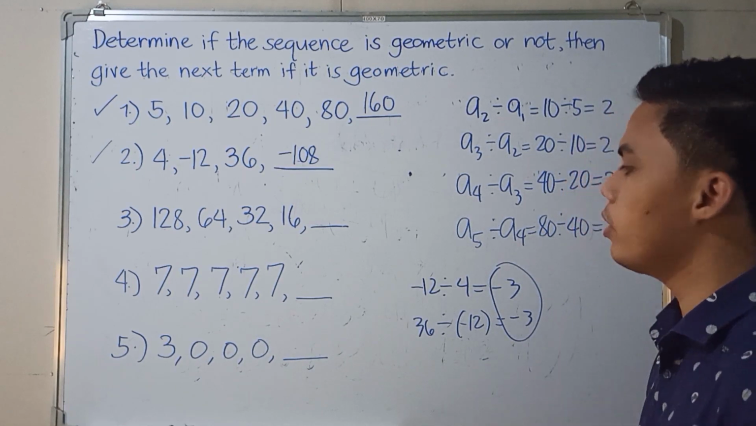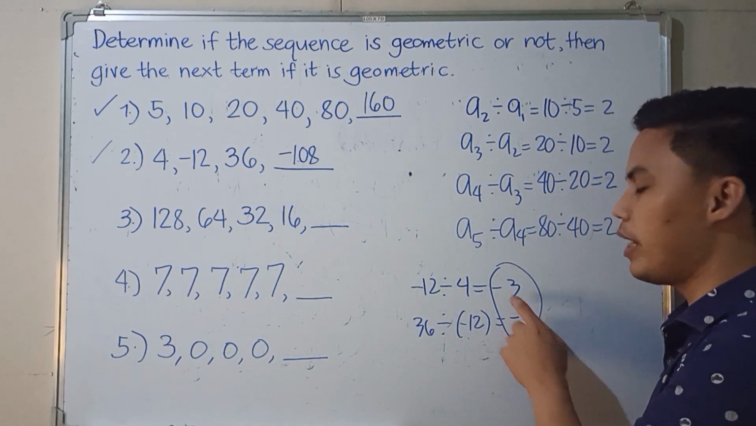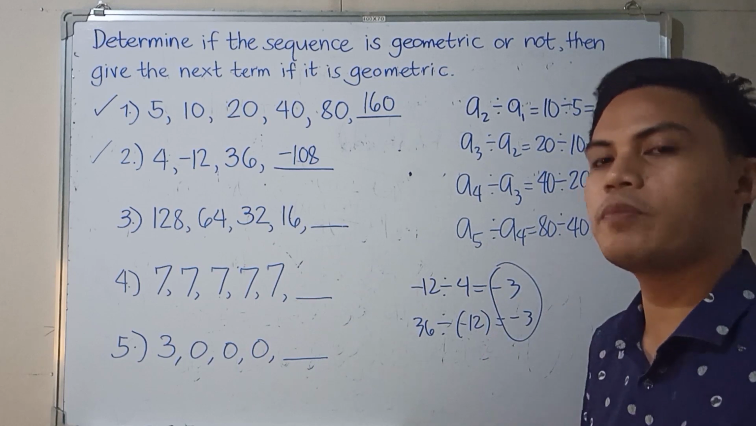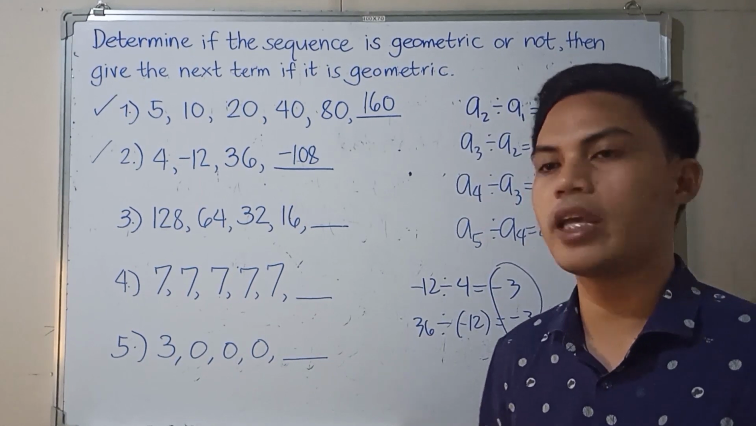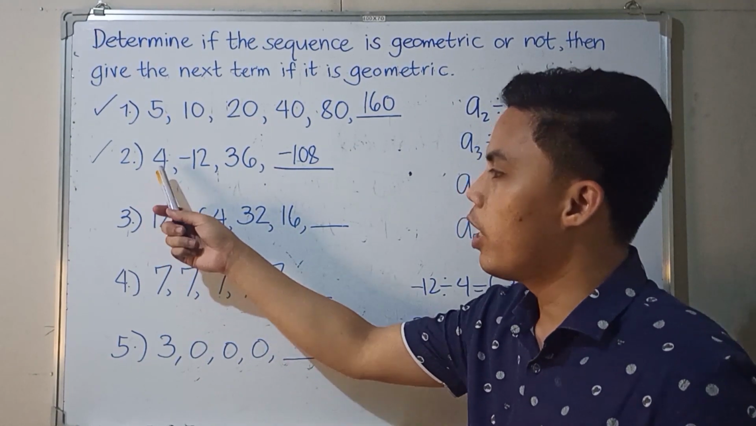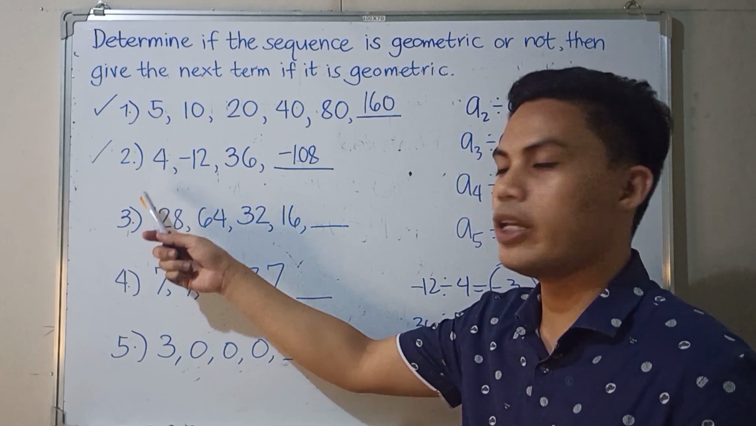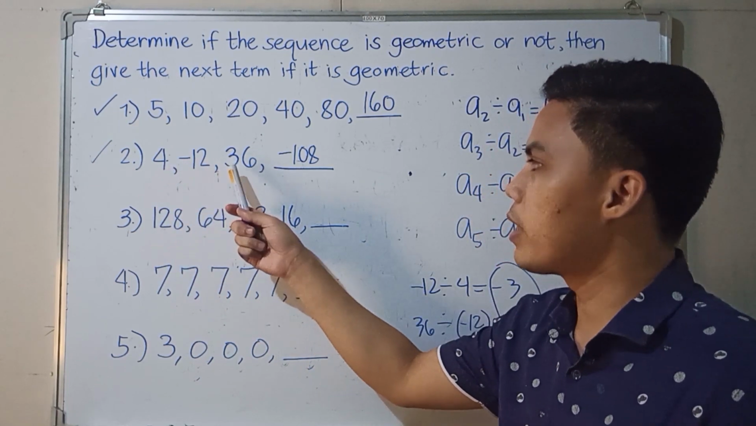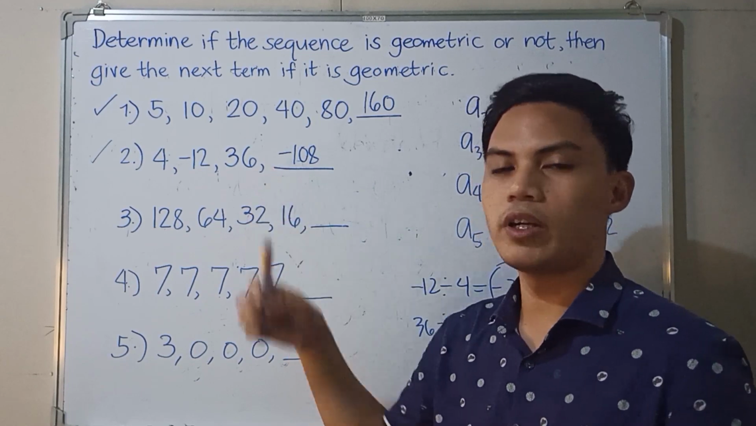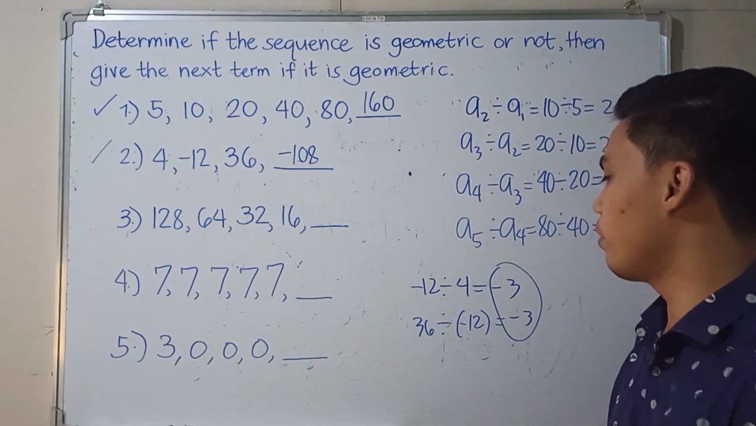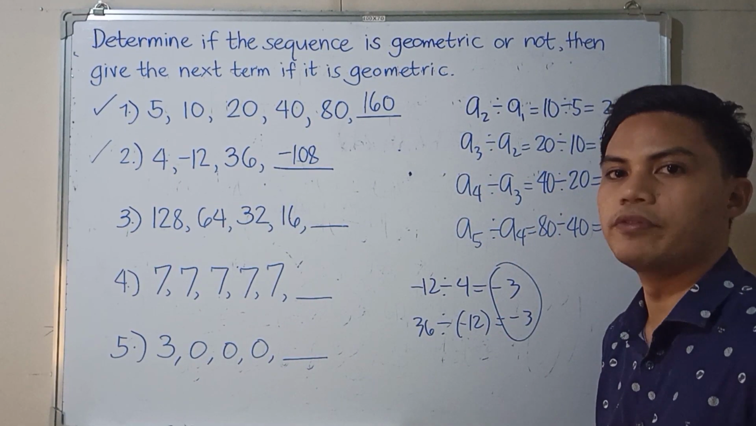Okay, so kung mapapansin niyo, kung ang common ratio natin ay negative, ang mga terms natin ay may alternating signs. Tignan ninyo, ang mga signs nila ay alternating. Positive, negative, positive, negative. So again, mangyayari ito pag ang common ratio natin ay negative.